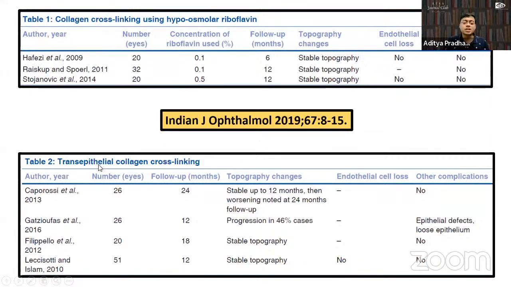If you see the transepithelial collagen cross-linking, again the studies range from around 20 eyes to 50 eyes, with a mean follow-up of around 1 year, 1.5 years to 2 years. The first 2 studies are important. The first one said that it was stable up to 12 months, and then at 2 years of follow-up, the worsening started. The second was even more alarming, in the sense that progression was noted in 46% of the cases. They didn't study the endothelial cell loss. One study reported complications ranging from epithelial defects to loose epithelium. 2 studies surprisingly said the topography was stable.